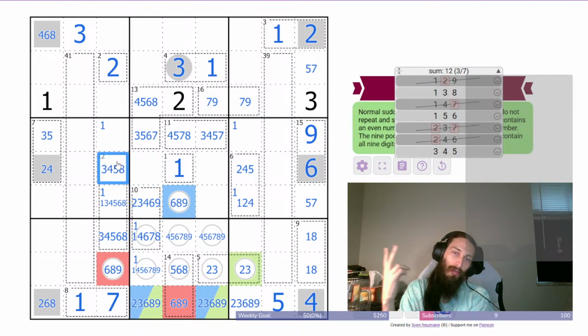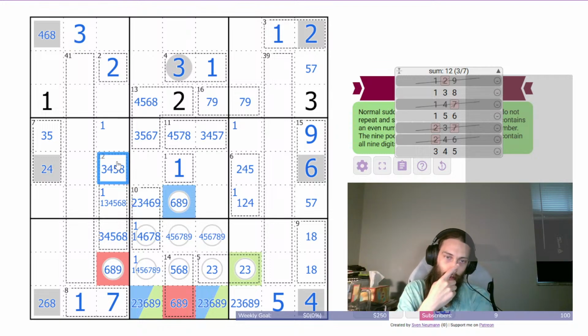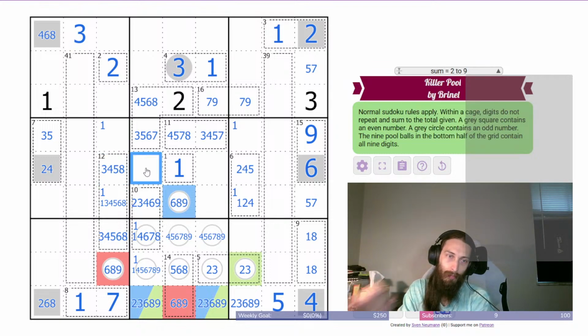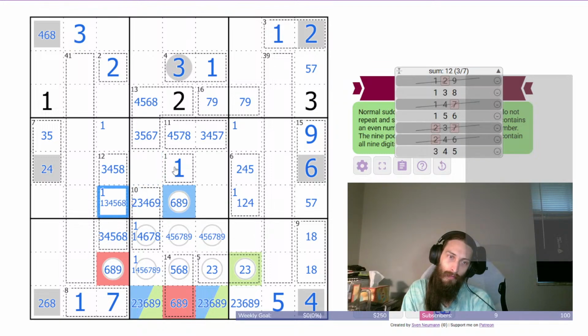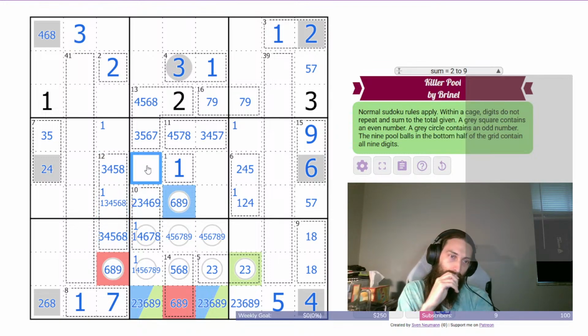The 12 has three options: 1, 3, 8; 1, 5, 6; and 3, 4, 5, none of which I think are going to cause problems. Because you can put a 5 and a 6 here, and you can also put a 3 and an 8 there. And then all of them do 3, 4, 5.